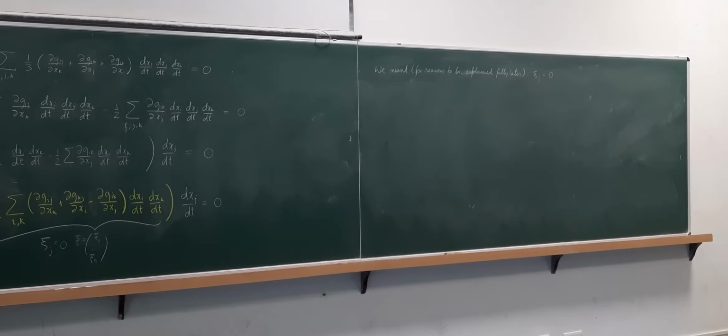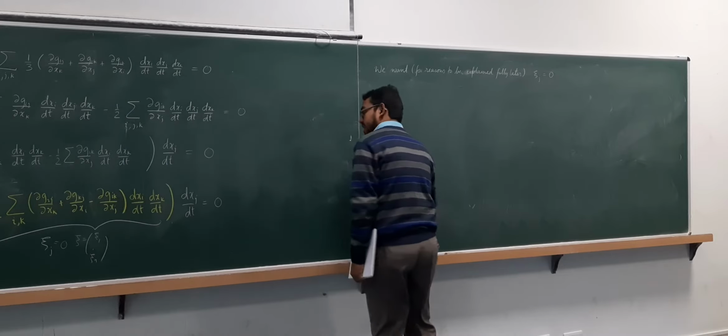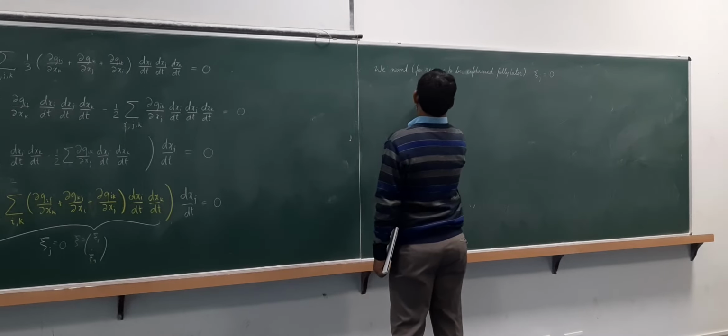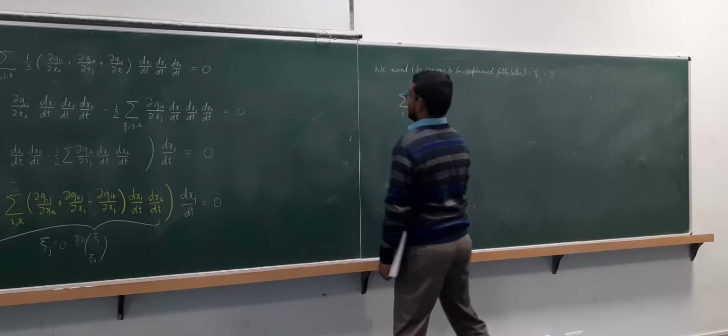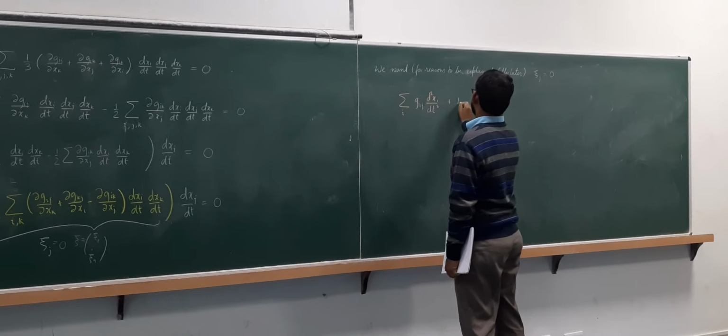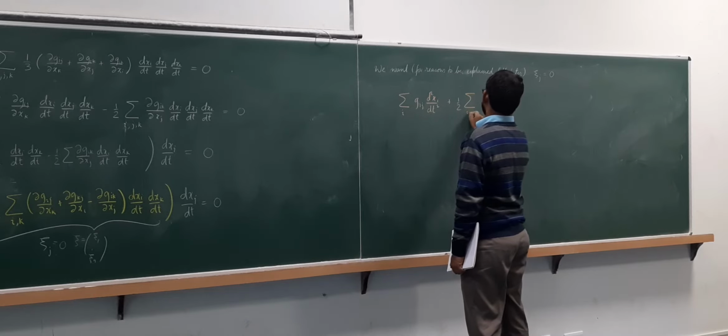Can we get rid of this g_ij from here? This is saying that this summation something is 0, right? So let's write that down. If we write this down, what do we get? We get g_ij d²x^i, this is summation over i, right? Plus a half summation over i and k.